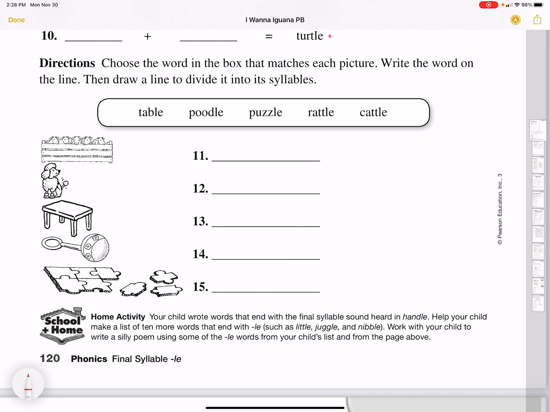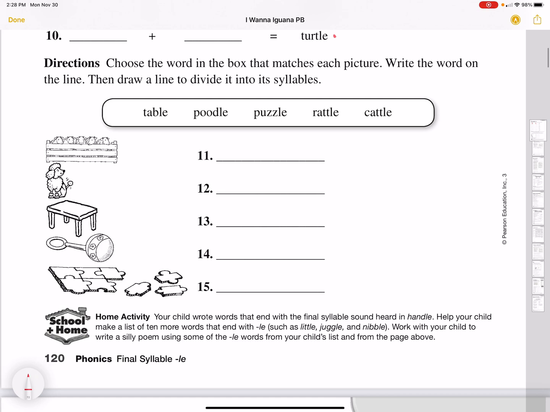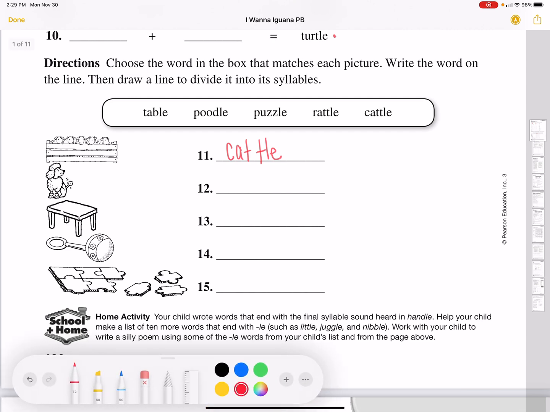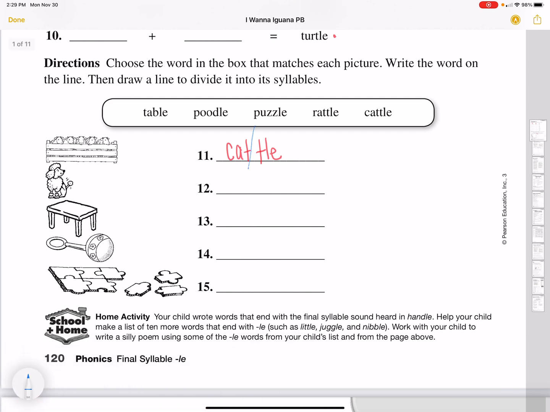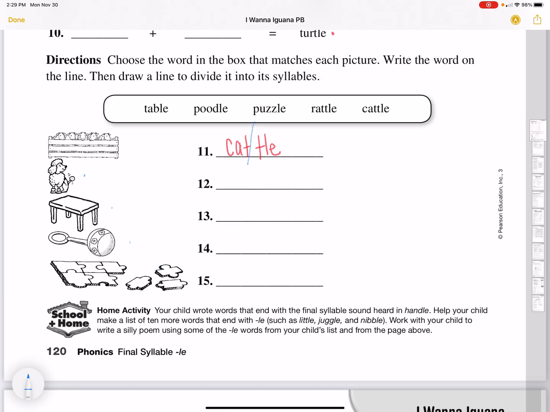So the first one that we have, these are cows, and there's more than one, so we call that cattle. And the second part of the directions says draw a line to divide the syllables. So we need to draw a line right there, cattle. So this word is, this one right here, this is poodle, table, rattle, puzzle. Okay, make sure you spell them right. They're right there at the top. You can either pause or come back to this.